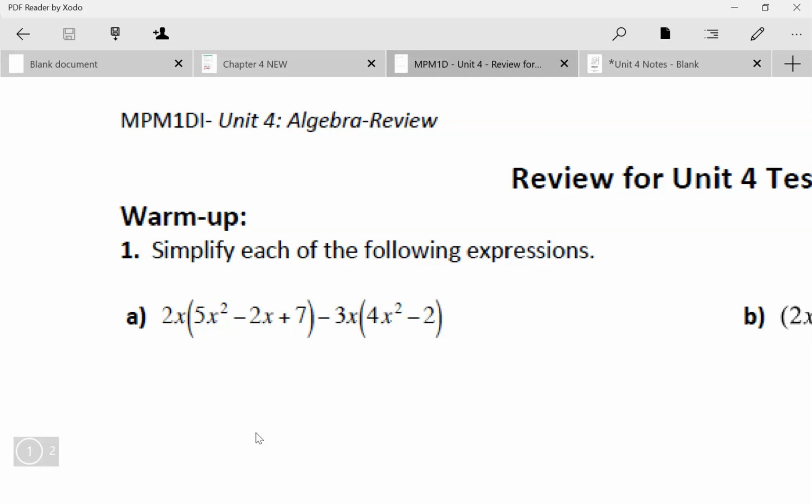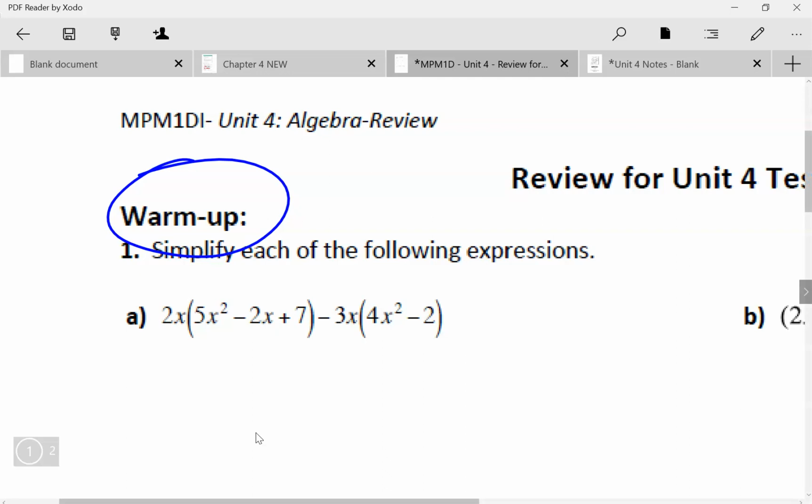So now, okay, simplify each of the following expressions. We can see here that this is a warm-up, so should be fairly straightforward, hopefully. First thing we're going to see, we have a term outside a bracket, so we're going to have to multiply each term inside the bracket with 2x. So let's do that first. 10x to the power of 3 minus 4x squared plus 14x.